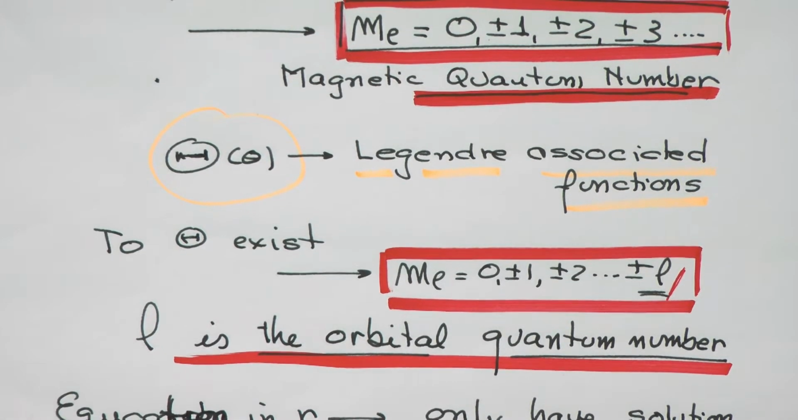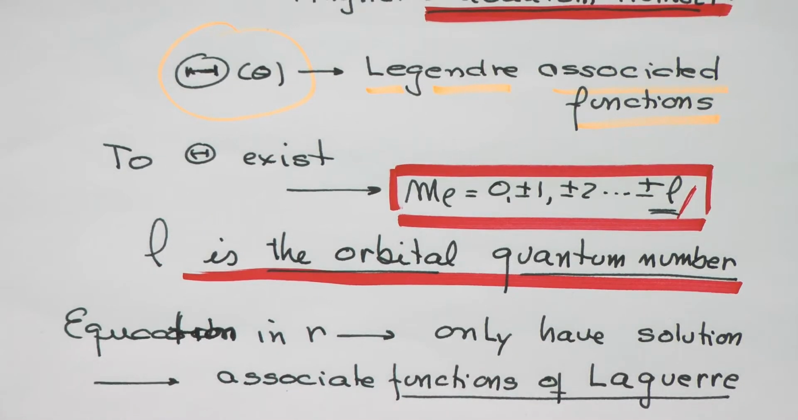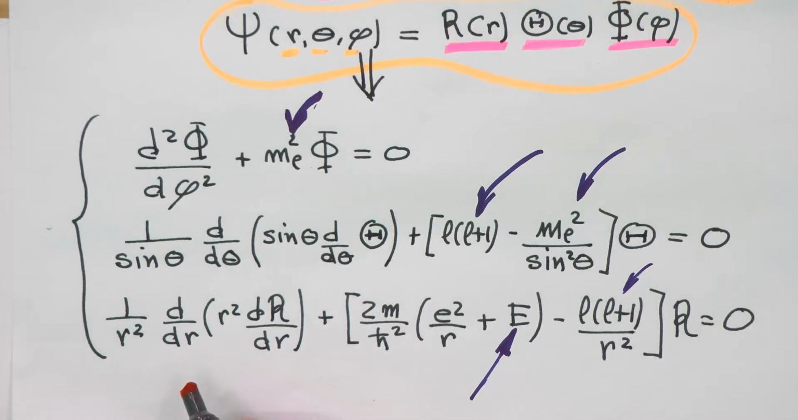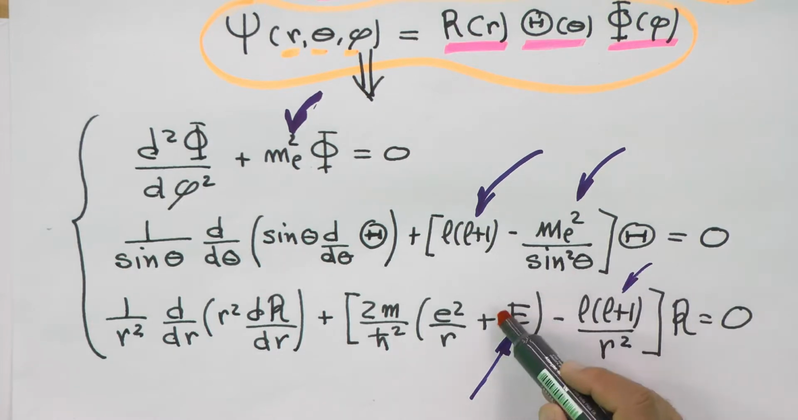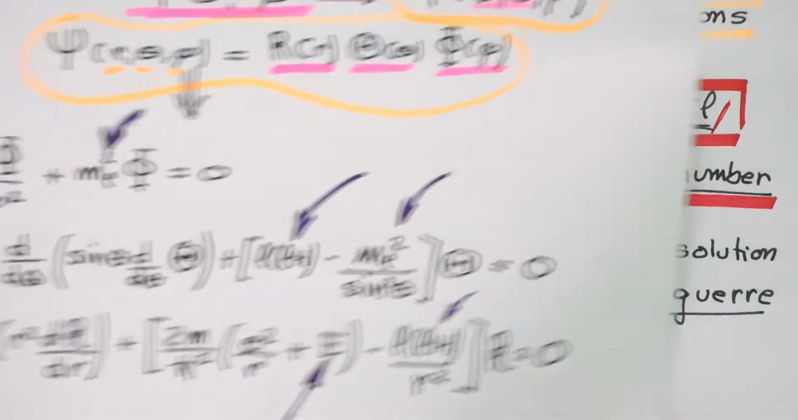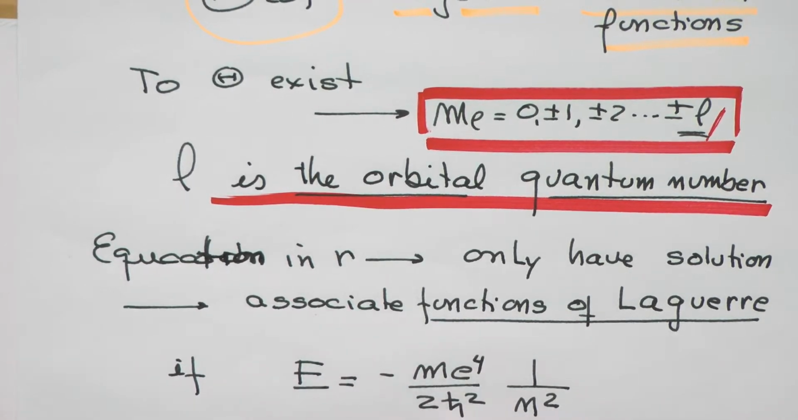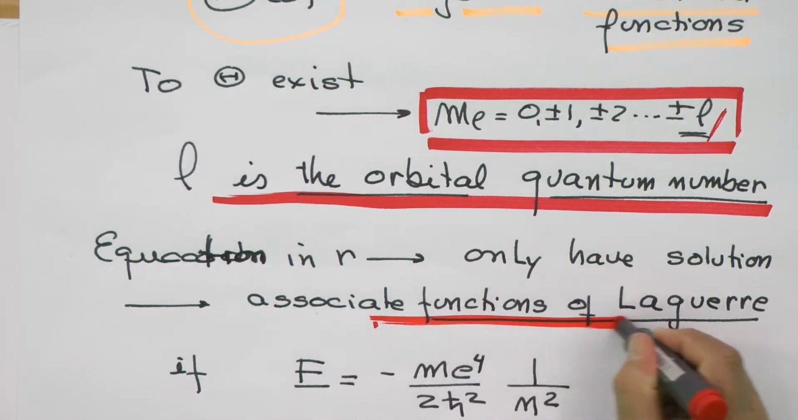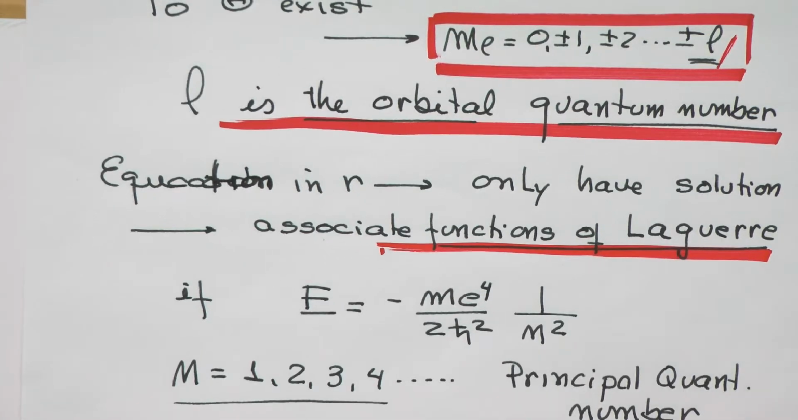And then comes the equation in r. The equation in r has the second derivative too, but has the L in here, right? So there must be some connection between those constants for the solution to exist. In fact, we find out that the solutions for this equation are the Laguerre polynomials. And the Laguerre polynomials are functions.